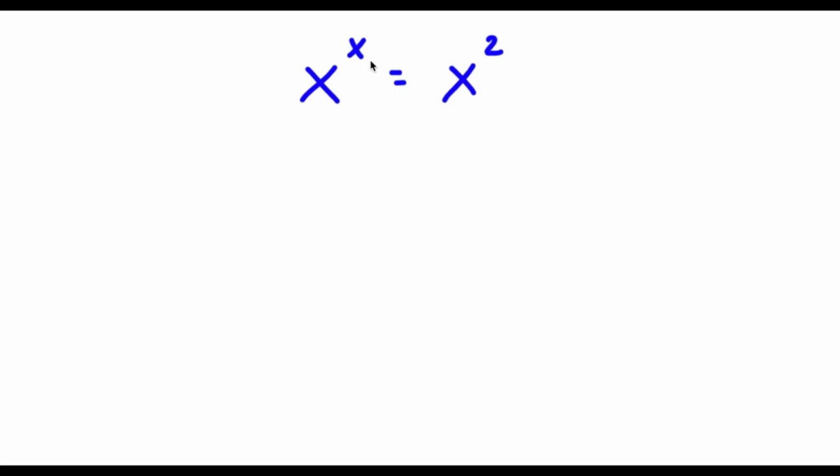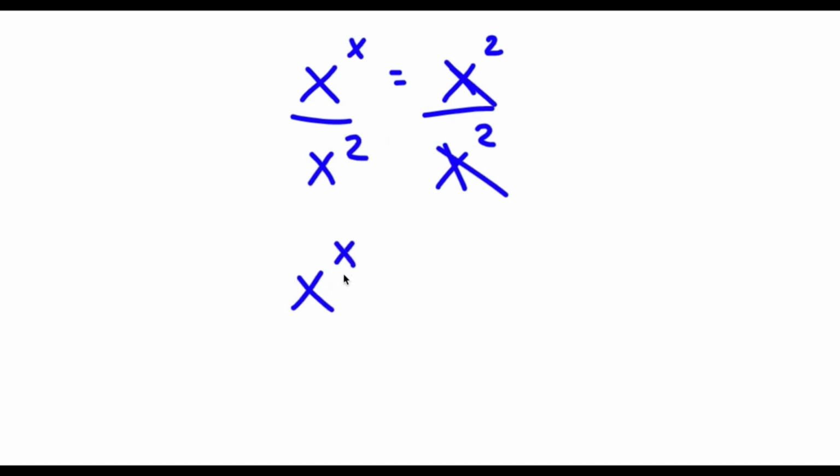Alright, so I have x to the power of x is equal to x to the power of 2. So now the first thing I'm going to do is I'm going to divide both sides by x to the power of 2. So now these two are going to cancel out, and now I'm going to be left with x to the power of x over x to the power of 2 is equal to 1.